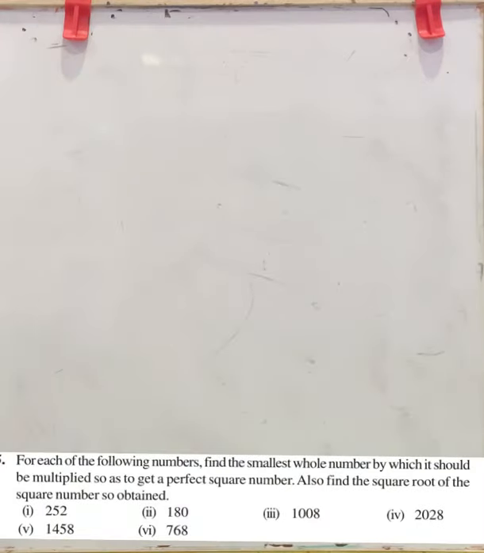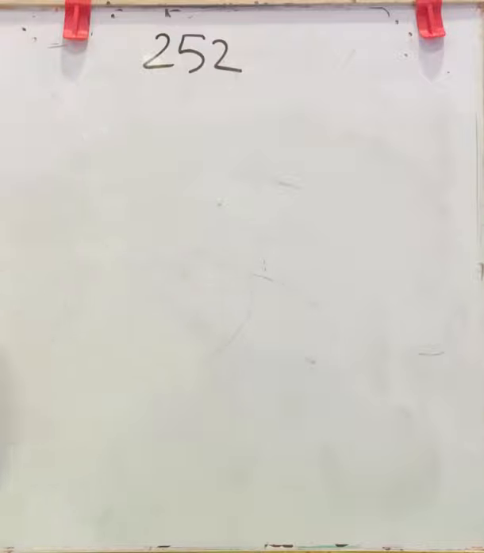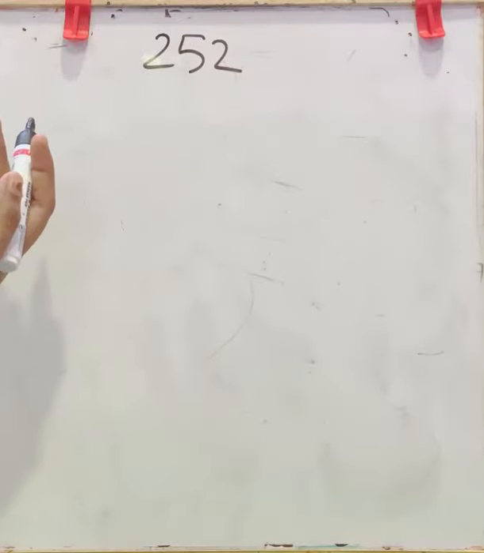Next question: for each of the following numbers, find the smallest whole number by which it should be multiplied so as to get a perfect square number. Also find the square root of the square number so obtained. So you have to do it. That is 252. First you have to factorize it. This is not a perfect square number. You want to check which number is to be multiplied so that it will become a perfect square.